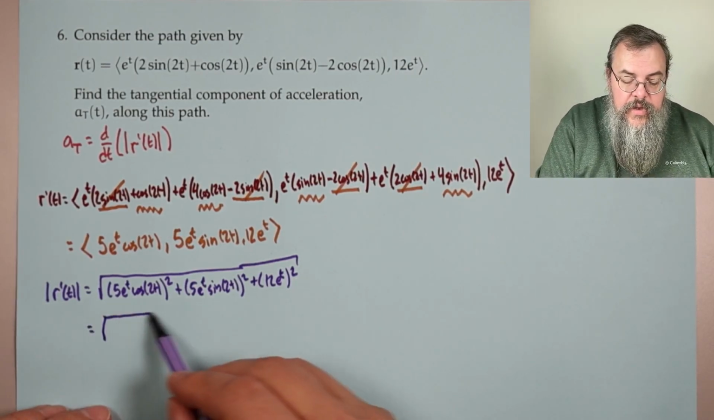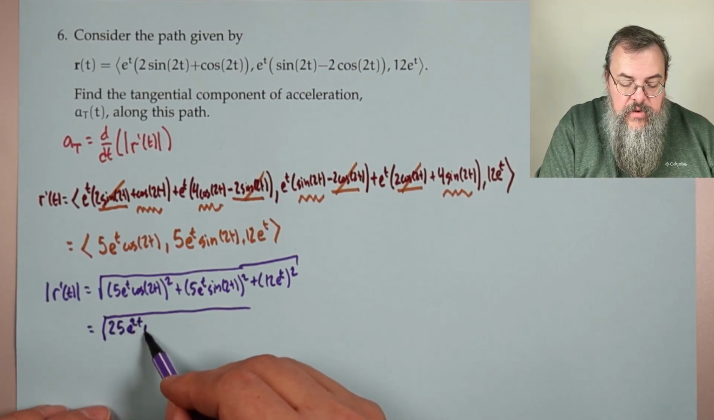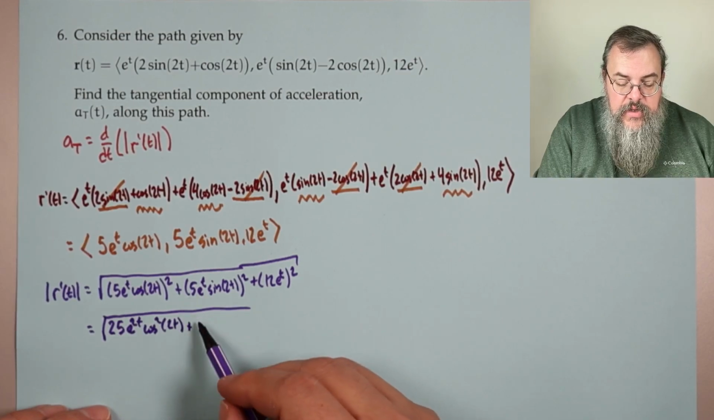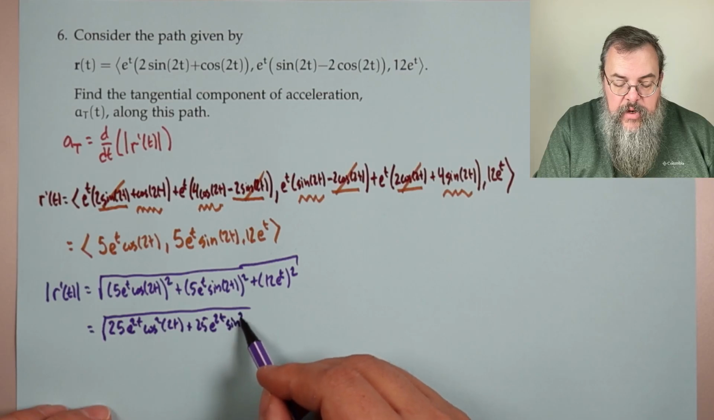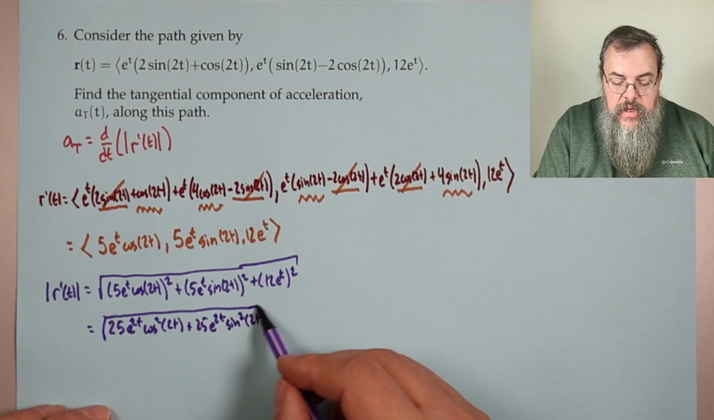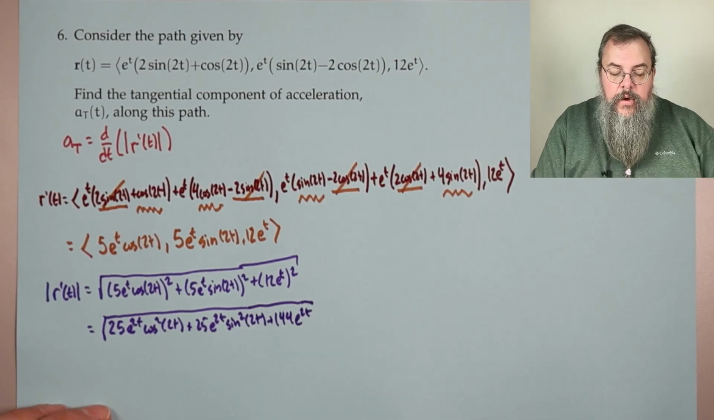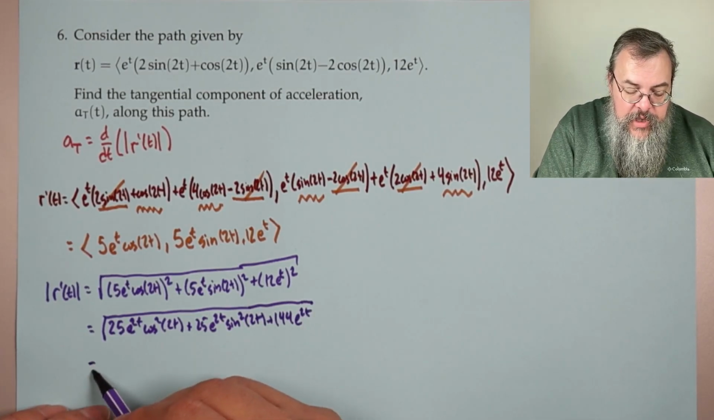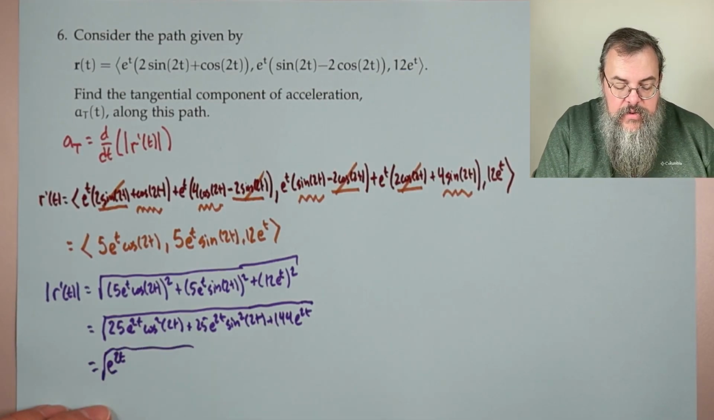Well, we get 25 e to the 2t cosine squared 2t. Then here we get 25 e to the 2t sine squared of 2t. And then here we get 144 e to the 2t. Whew! Now, what do we see? Well, everything has an e to the 2t. Okay, that's nice to see. And that's still inside of our square root.